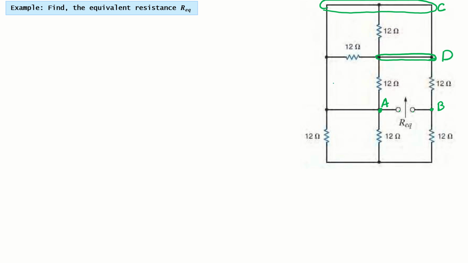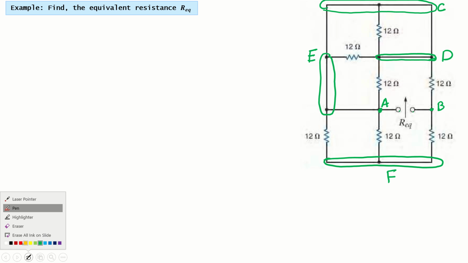And let's call this one E, just for simplification. Actually, this could be the same node, but we will discuss that later on. And let's call this one node F. Some nodes will be the same, and we will see that later on, but I just labeled them differently to make it easier to start.